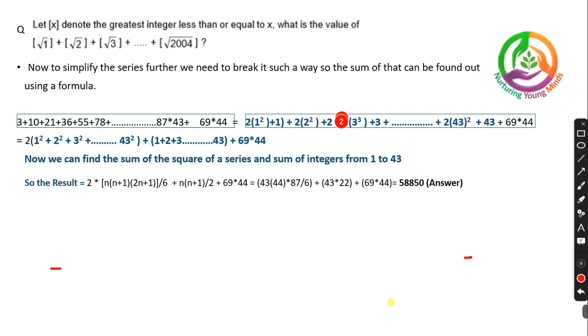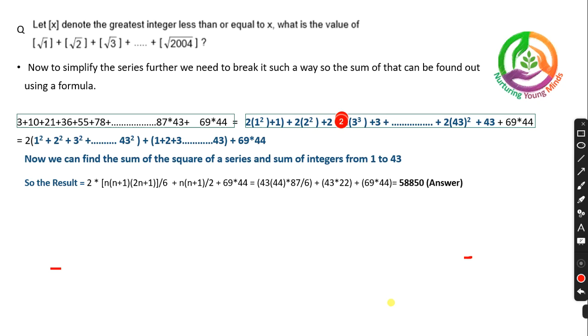It is n into n plus 1 into 2n plus 1 divided by 6, plus the sum of natural numbers, which is n into n plus 1 by 2, correct? That's very easy. And then 69 into 44 is there. So now you replace n with 43, because there are 43 numbers in the series, correct?